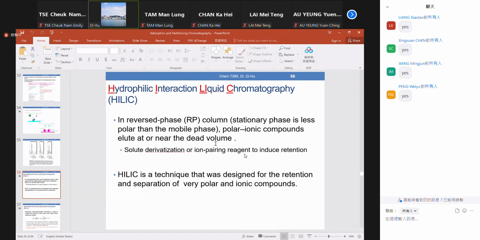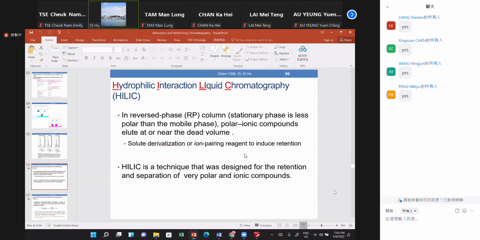And then the question is, if we really want to deal with polar, ionic compounds, what can we do? You say you have normal phase, right? For normal phase we can separate those polar compounds, but can we include some ionic things? Anyway, because of that, the development of partition chromatography became hydrophilic interaction liquid chromatography, which is particularly designed for the retention and separation of very polar and ionic compounds.